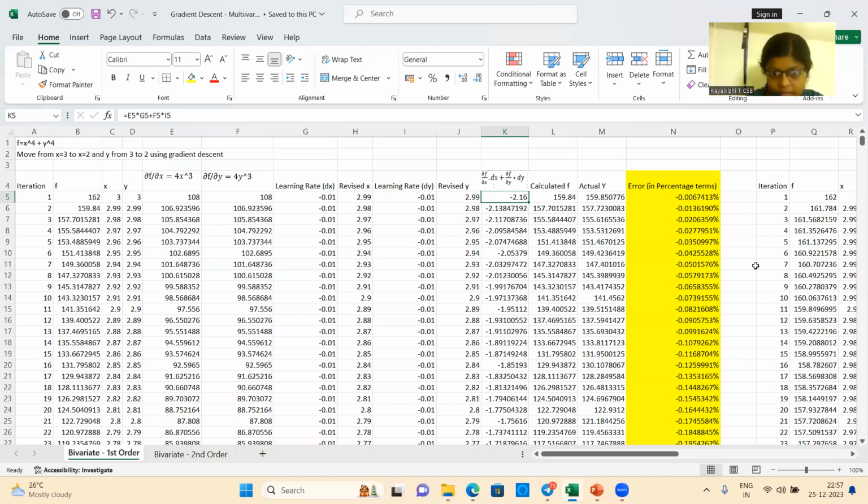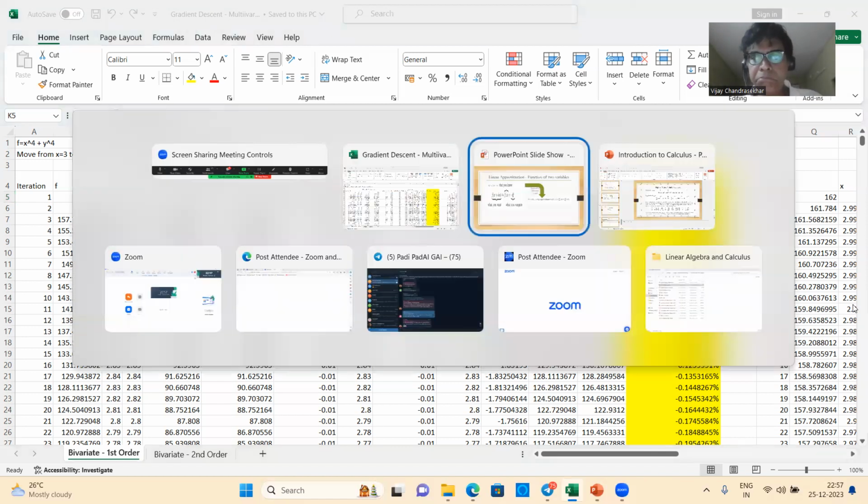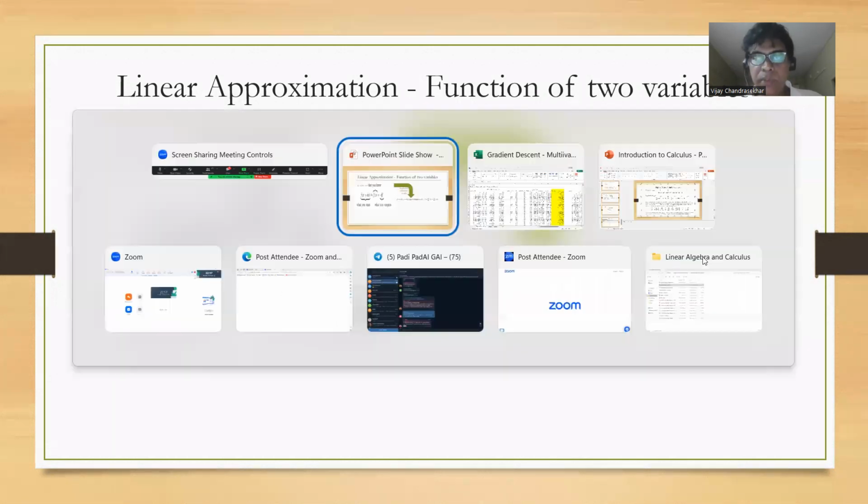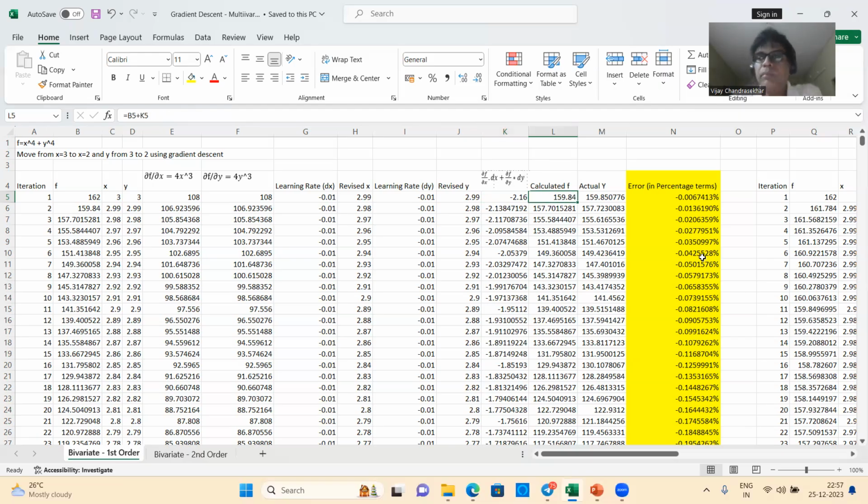B5 plus K5. B5 plus K5, absolutely. Which is precisely this expression, f of x comma y plus this whole partial derivative thing, correct? So Kyle Veri is right. So this column is B5 plus K5.